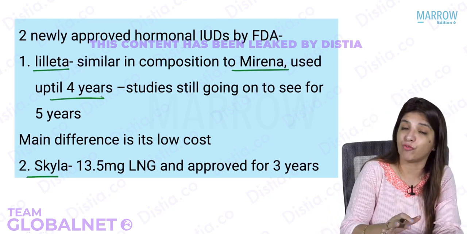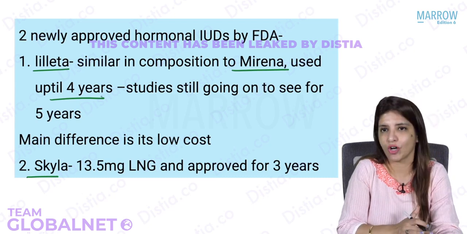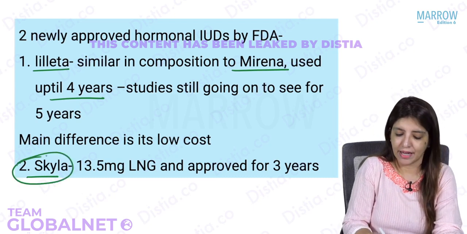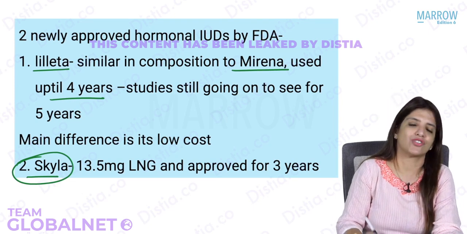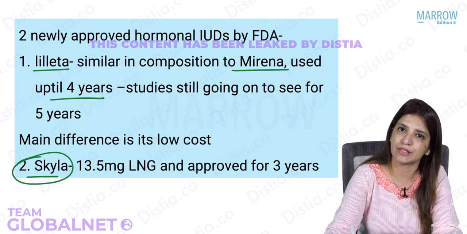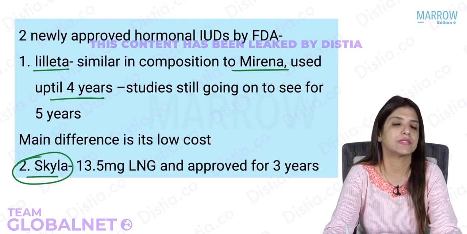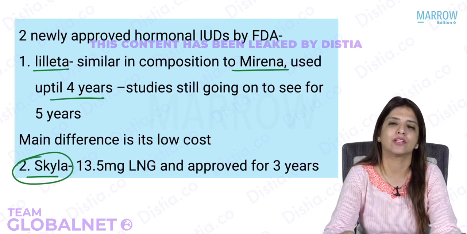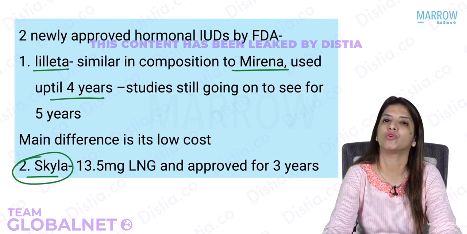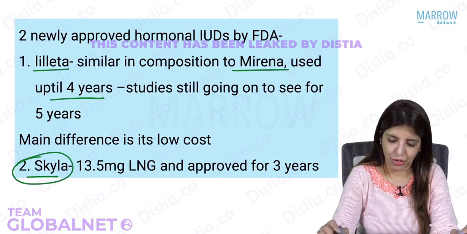And the main difference between Mirena and Lilita is its low cost. Lilita, low cost. Then there is Skyla. Skyla has 13.5 milligrams of levonorgestrel and it is approved for 3 years. So Skyla is for 3 years, Lilita is for 4 years, and Mirena is for 5 years. Lilita and Skyla are the two newly approved levonorgestrel devices by the FDA, right?